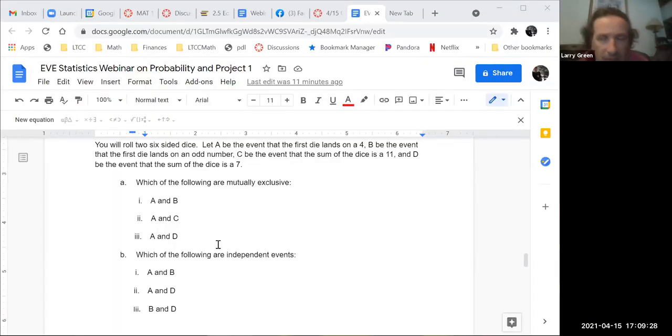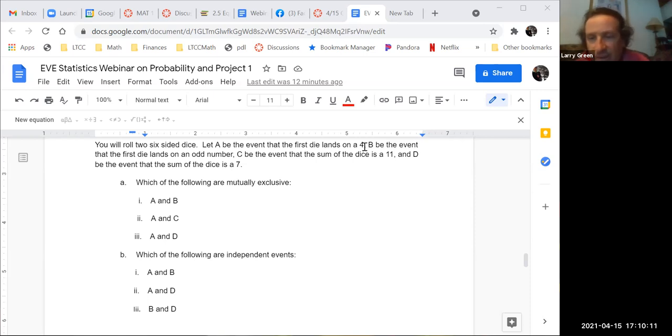So let's pop on my desktop. Okay, so here's the next example. You will roll 2 six-sided dice. So here's a die, and you're going to roll 2 of them. Let A be the event that the first die lands in a 4. So that would be one of these guys. B be the event the first die lands in an odd number. That's 1, 3, or 5. C be the event that the sum of the dice is 11. And D be the event that the sum of the dice is a 7.